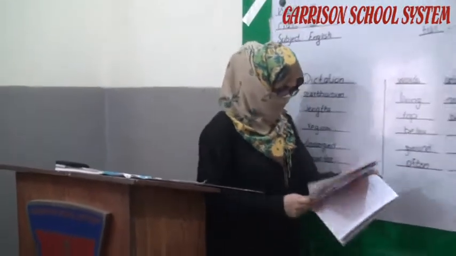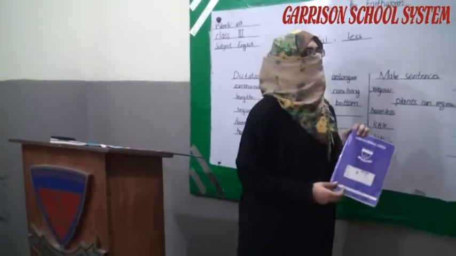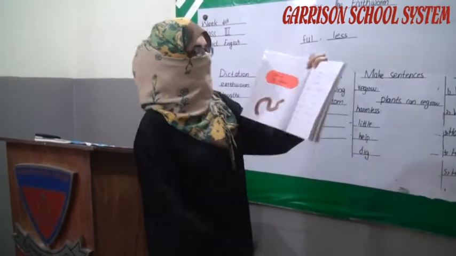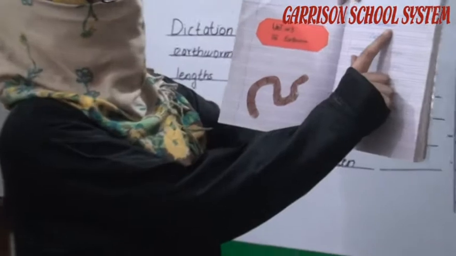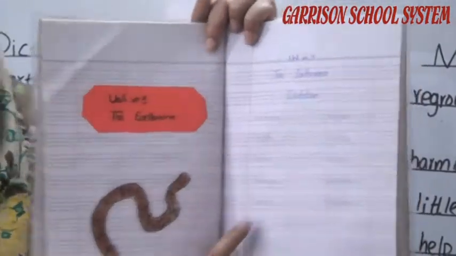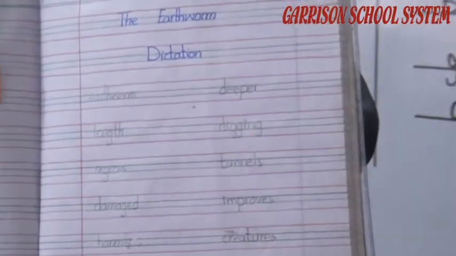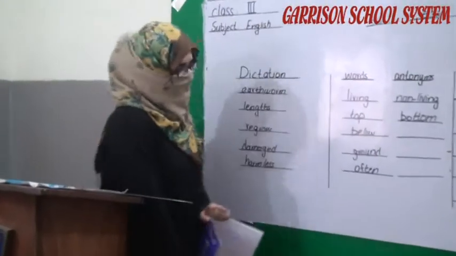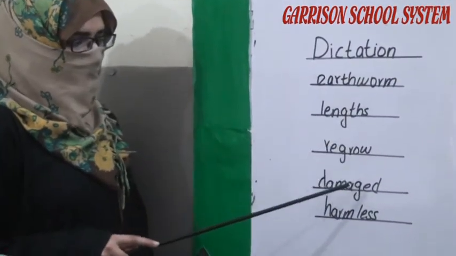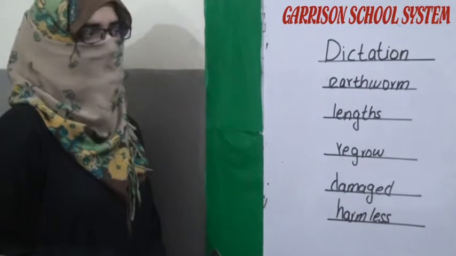Okay students, now these are all about your notebook task. Today our chapter is about the earthworm. The first activity is your dictation words. As I told you, these are all your dictation words: earthworm, length, regrow, damage, harmless.